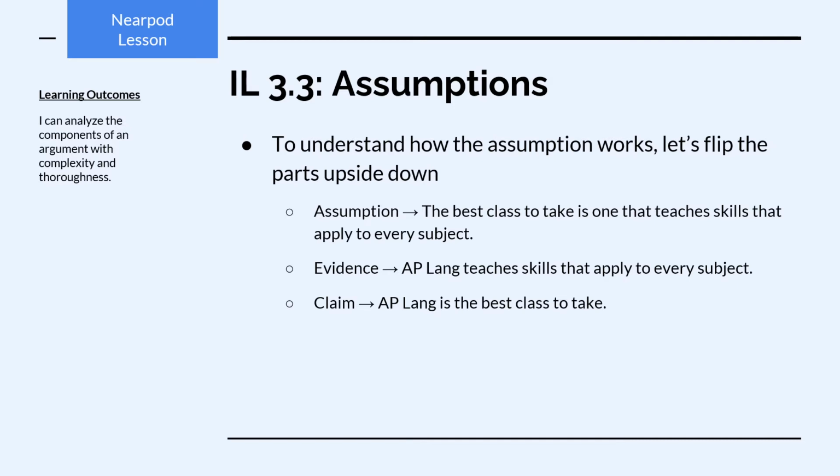To really better understand how the assumption works in an argument, let's flip the parts upside down. Usually we start with claim and evidence and then from there identify the assumption. Here let's flip it upside down. So if our assumption is that the best class to take is one that teaches skills that apply to every subject, that is my broad principle that I'm operating on. My evidence is a specific application of that broad principle, that AP Lang teaches skills that apply to every subject. So I've specified that AP Lang is one of those classes that does this. And from that, I can conclude my claim that AP Lang is the best class to take.